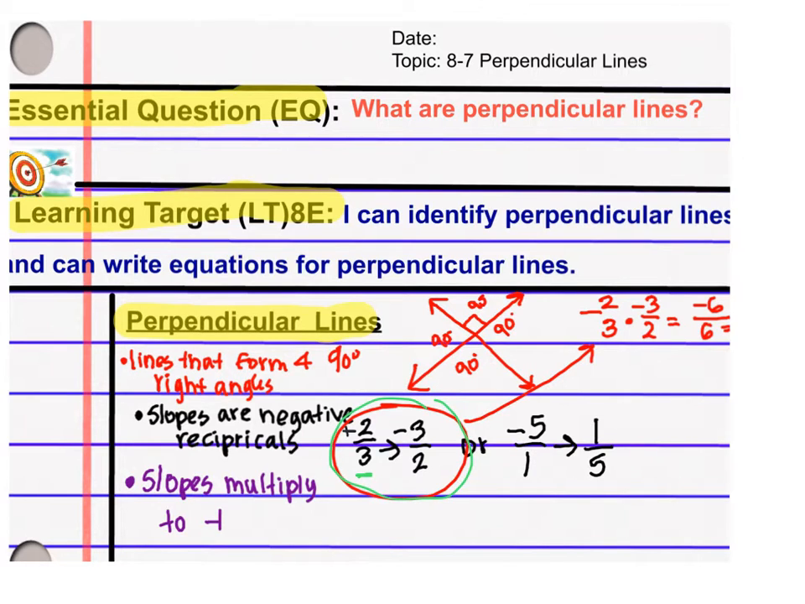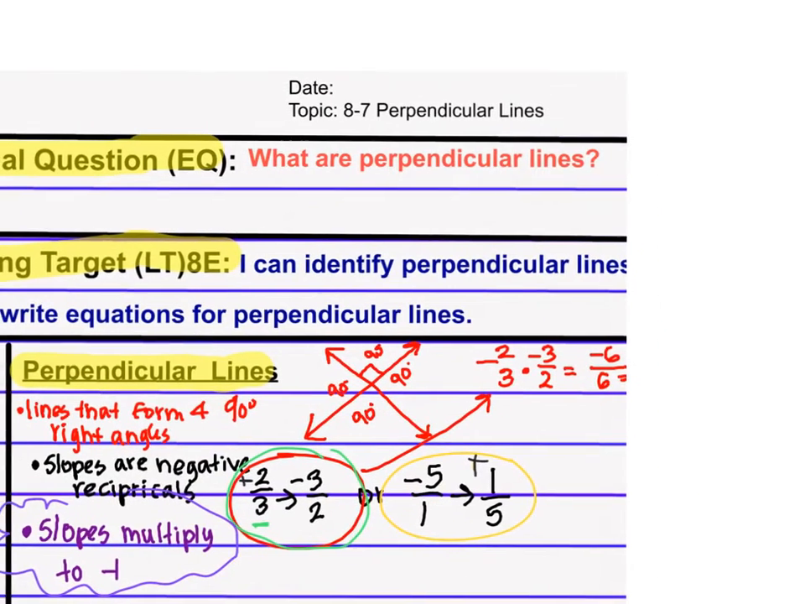Here's another example. I'll circle in yellow. If I have -5/1, then the negative or opposite reciprocal is +1/5. So you're changing the order of your fraction and you're changing the positive and negative signs. The last thing that's part of our definition for perpendicular lines is the slopes multiply to -1. And I put a little example of that right up here.